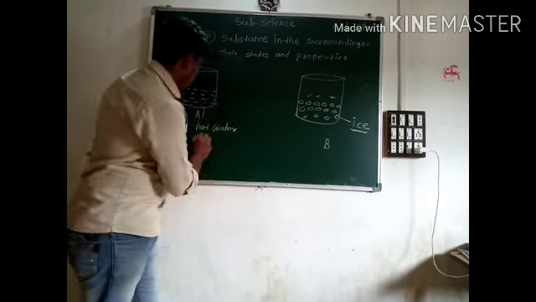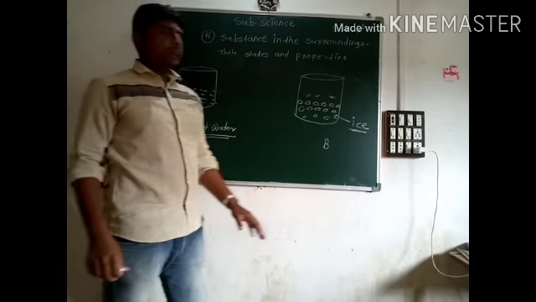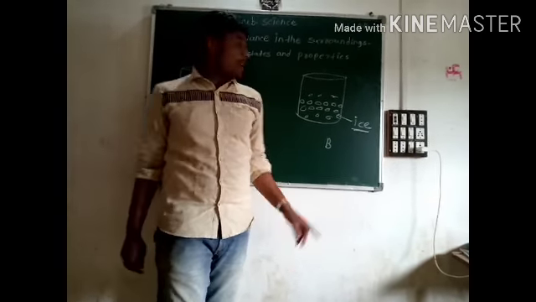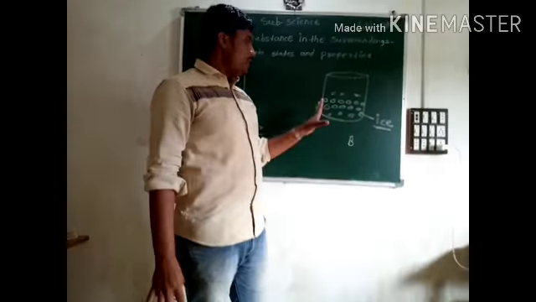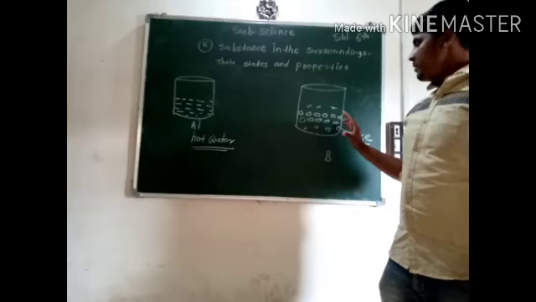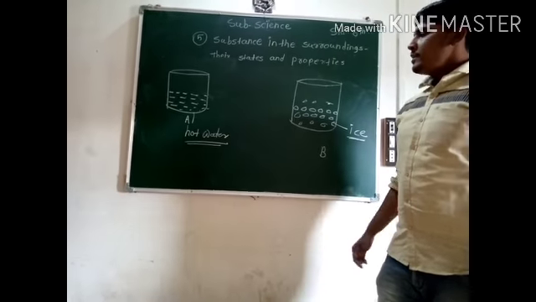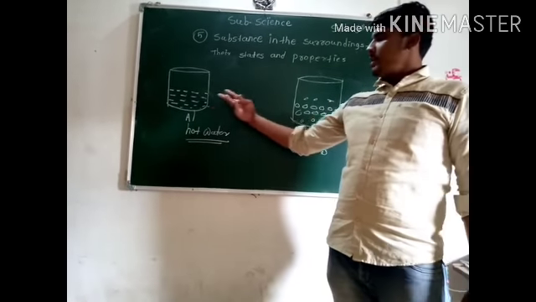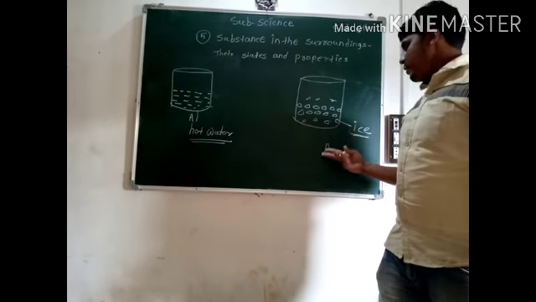Ice and hot water. That means two beakers are there. First is beaker A and another is beaker B. In one beaker, add hot water, and in the other beaker, add ice. Then, what is the temperature of beaker A and what is the temperature in degrees Celsius of beaker B?